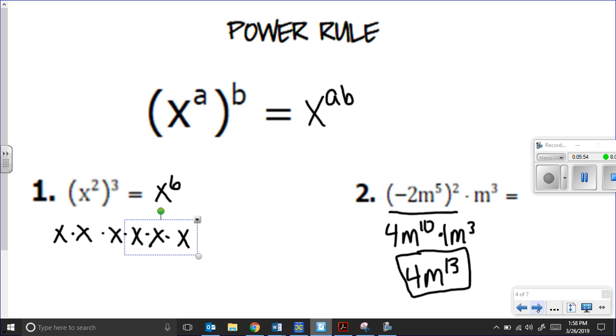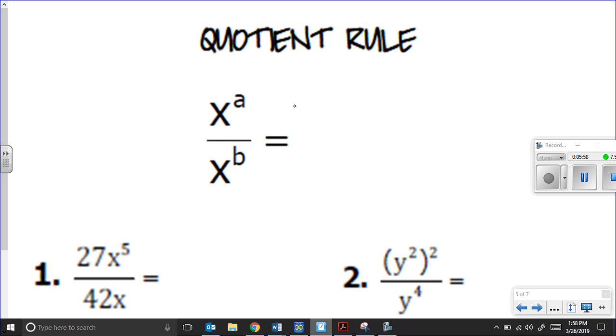Okay? So that's the power rule. And now we have our quotient rule. So hopefully you know quotient means division. So when you start seeing them look like division, what we do is if they're coefficients, you simplify them. And in this case, it's just 1. And so then you keep the variable, and then you subtract the exponents. So this would be a minus b.